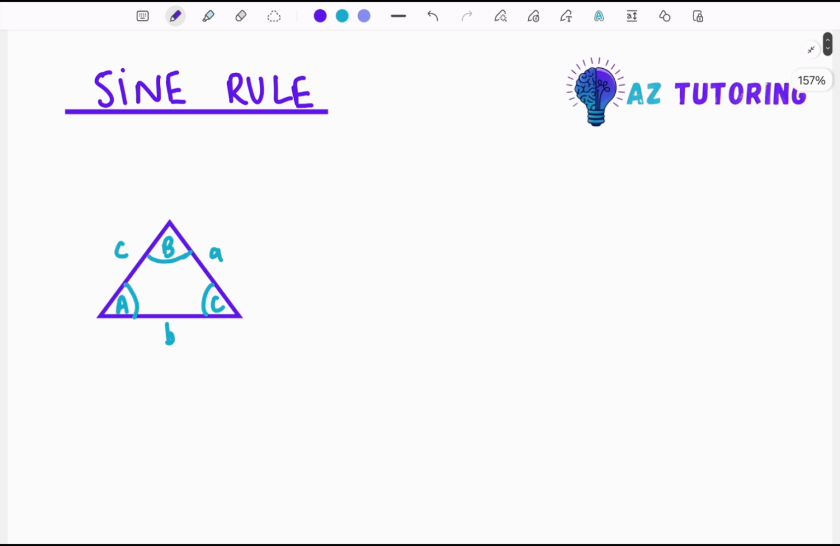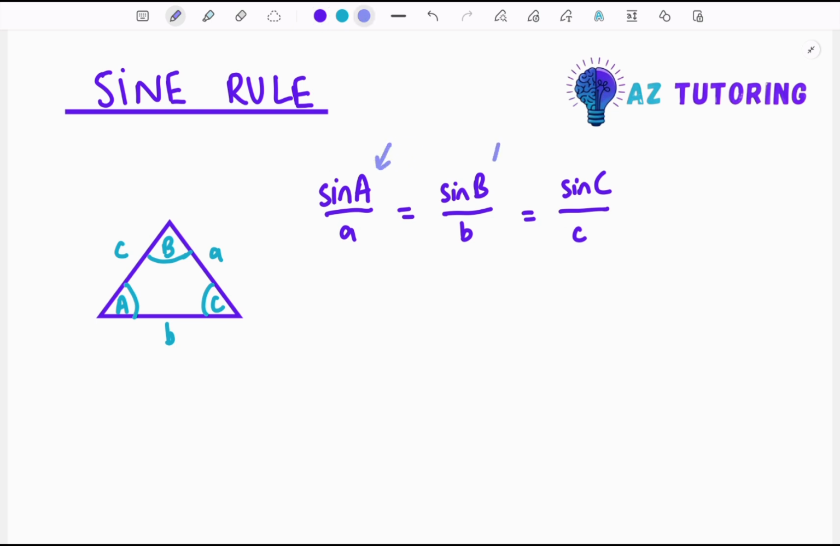So what does the sine rule say? Well, the sine rule can be written in two different ways. You might see it as sine A over length A equals sine of angle B over length B, which equals sine C over length C. So that's the first way you could see it. Remember, the angles are always with the trig functions and represented by the capital letters.